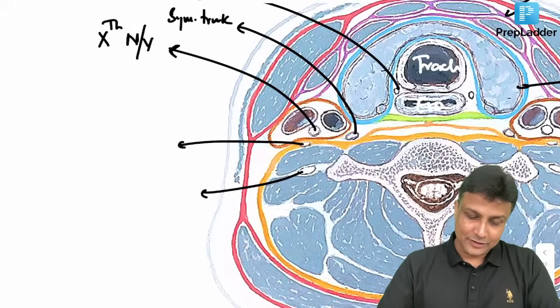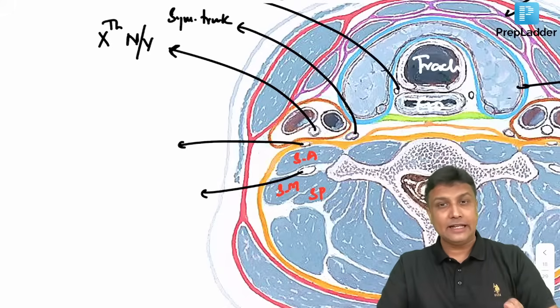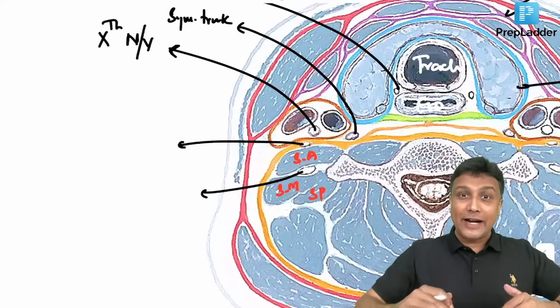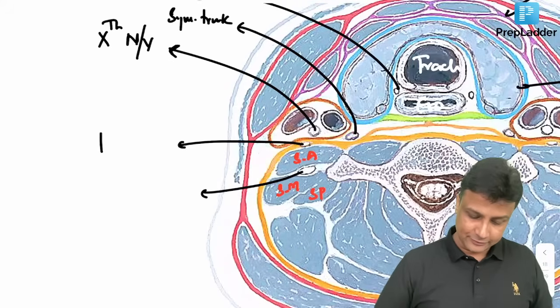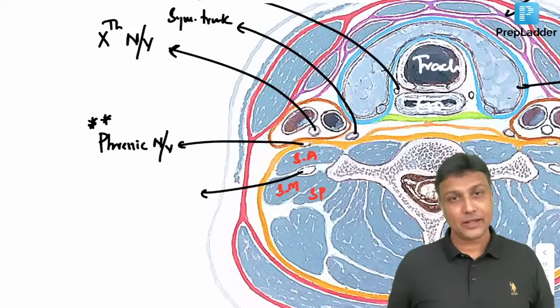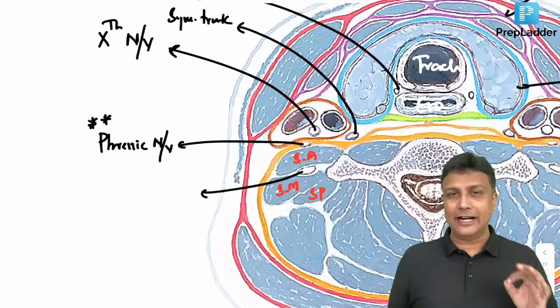Now in this diagram, first of all, you should be able to understand this is your scalenus anterior muscle, this is the scalenus medius muscle, and scalenus posterior here. So there will be scalenus anterior, scalenus medius and the scalenus posterior. Now the nerve that you will find in front of the scalenus anterior, this nerve here, will be the phrenic nerve. Important, already asked in your NEET PG exam. So how to identify that one? The nerve which is present in front of the scalenus anterior will be the phrenic nerve.